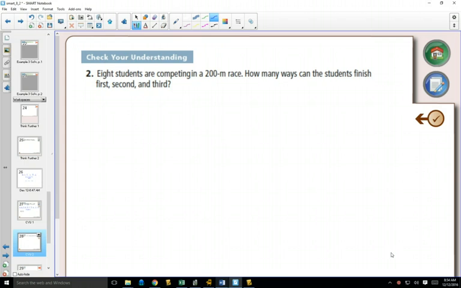8 students are competing in a 200-meter race. How many ways can the students come in first, second, or third? So this is a decisions one. How many spaces would we do?